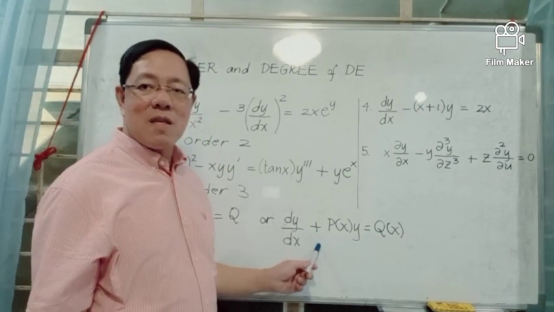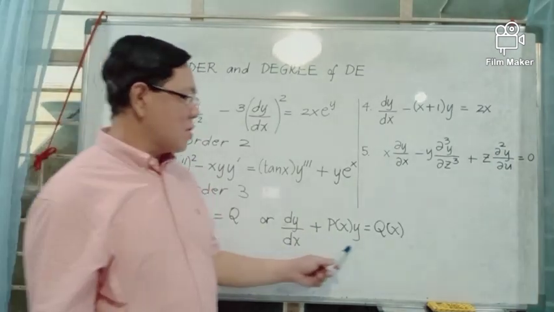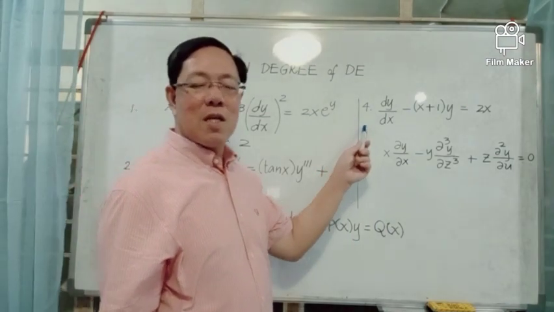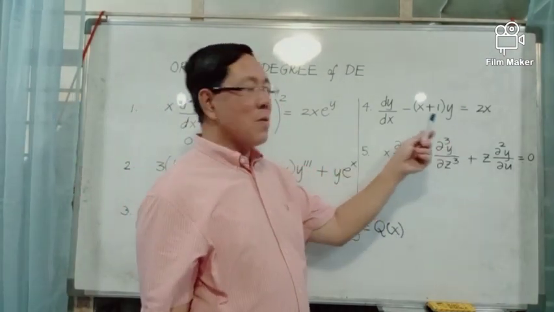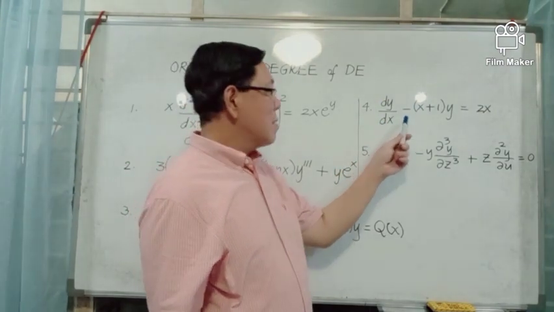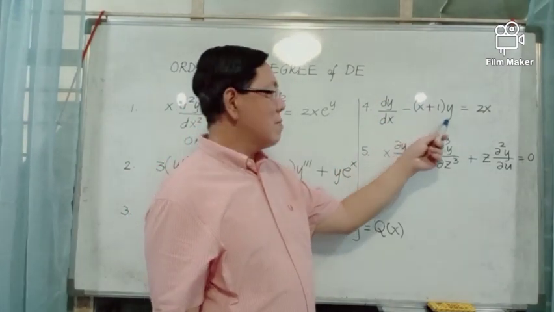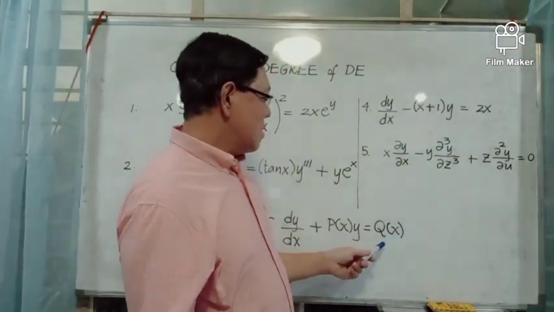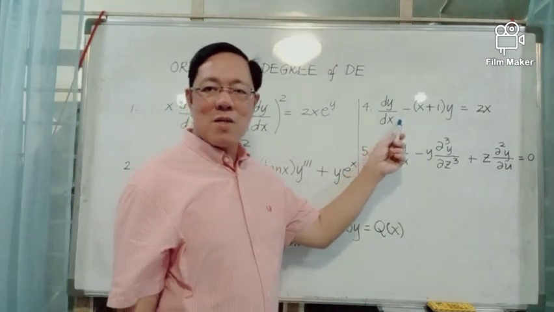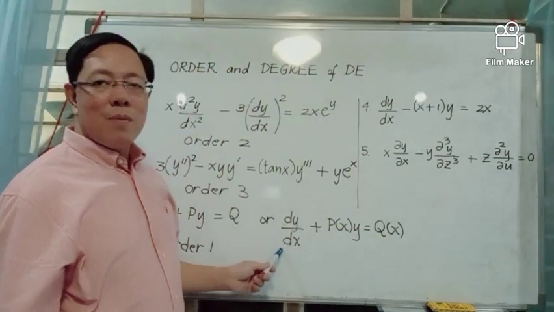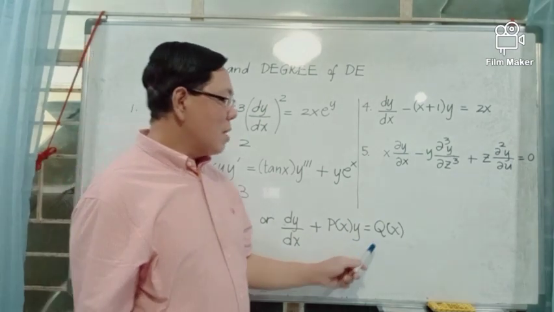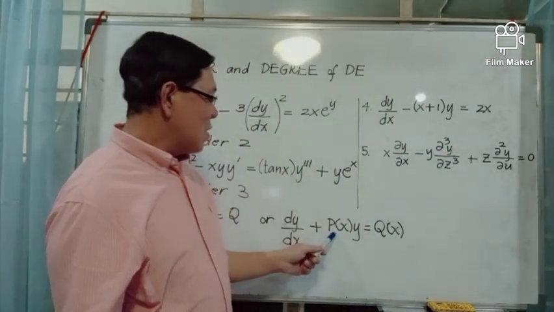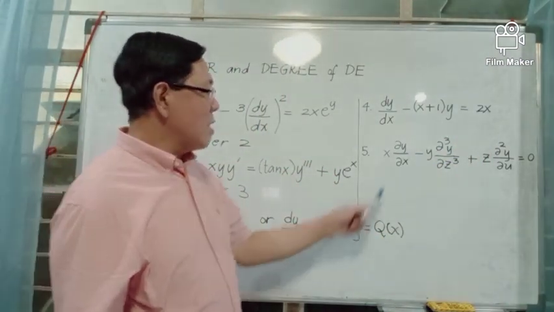A more specific example of a linear differential equation, linear in variable y, is this differential equation in number 4. In number 4, we have dy dx minus quantity x plus 1 multiplied by y equals 2x. By comparing this differential equation in number 4 with the general form of a linear equation in y, you can see that q of x equals 2x, and the coefficient p of x of y is negative x plus 1.